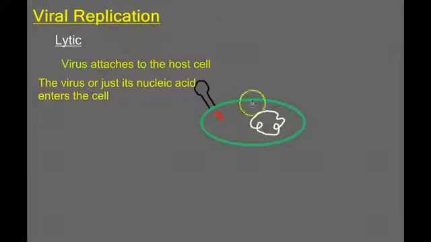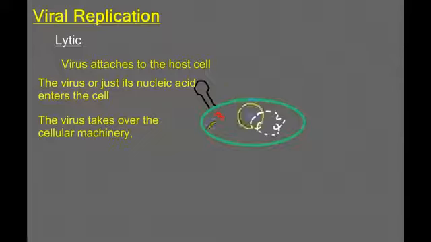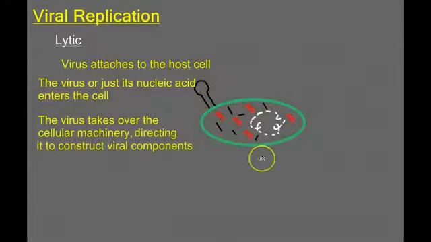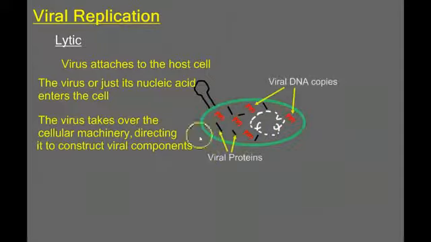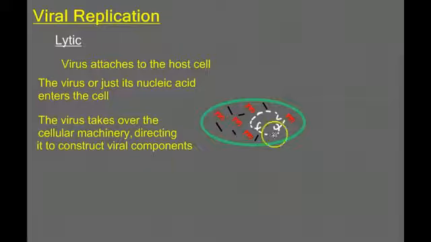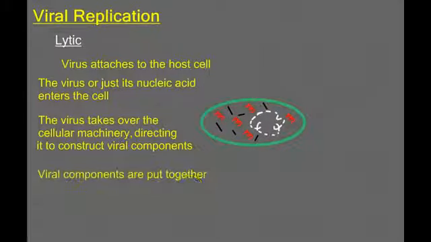The viral DNA is going to take over the functioning of the host cell's machinery. It's injecting its genetic material, and it's almost as if it's going to take this cell factory hostage and tell the cell, hey, instead of following your genetic instructions, you're going to follow these genetic instructions. So it's going to direct the cell to construct viral components. We see here viral DNA copies and viral proteins being produced. Once we've directed the cell to compose these viral components, the viral components are then assembled into the actual virus.